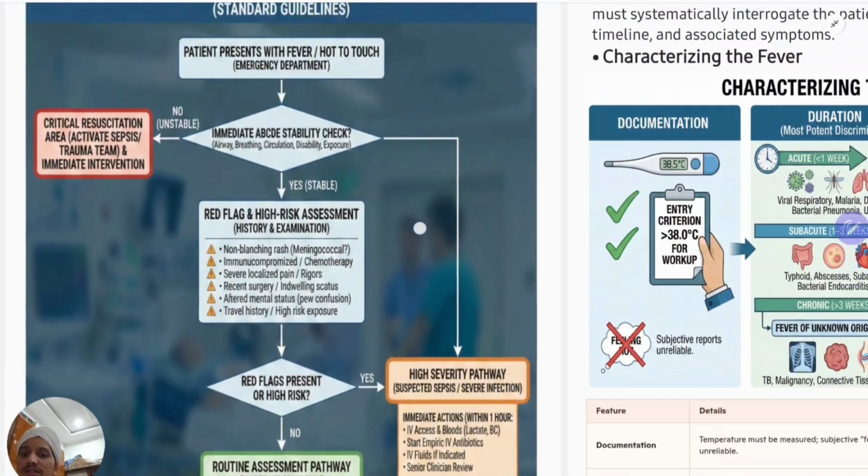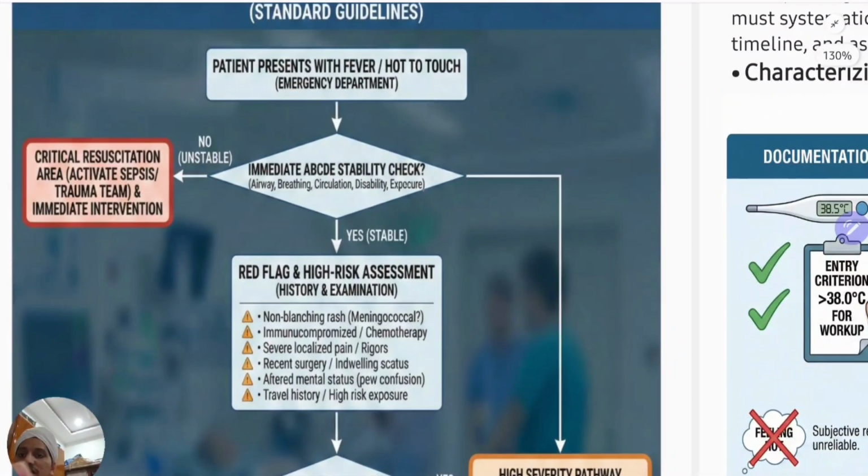That's why we should exclude these things. So this flowchart guides that. So documented the fever. Now the patient presents with fever, hot to touch. How to touch? You will touch with the back of your palm, typically on the forehead. Hot to touch. So immediately assess airway, breathing, circulation. Disability is nothing but mental status of the patient, and exposure is nothing but temperature assessment.